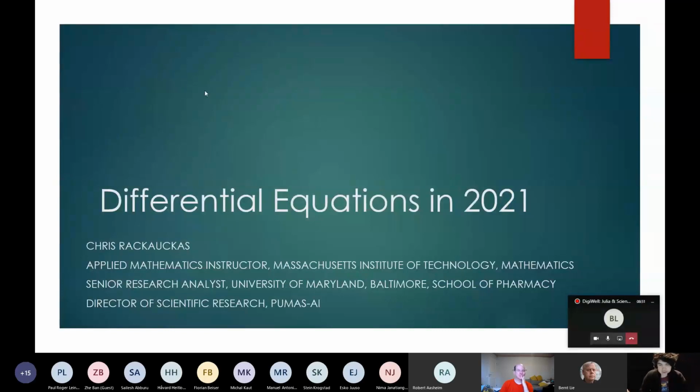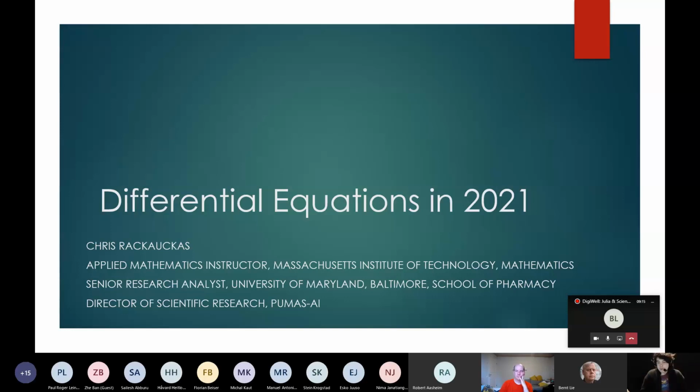The way I titled this is Differential Equations in 2021, because basically what it's saying is where do we plan on being with differential equation solvers and the differential equation ecosystem around it in the year 2021? So what are all these ideas that are being incorporated, and what are the problems that are trying to be solved?